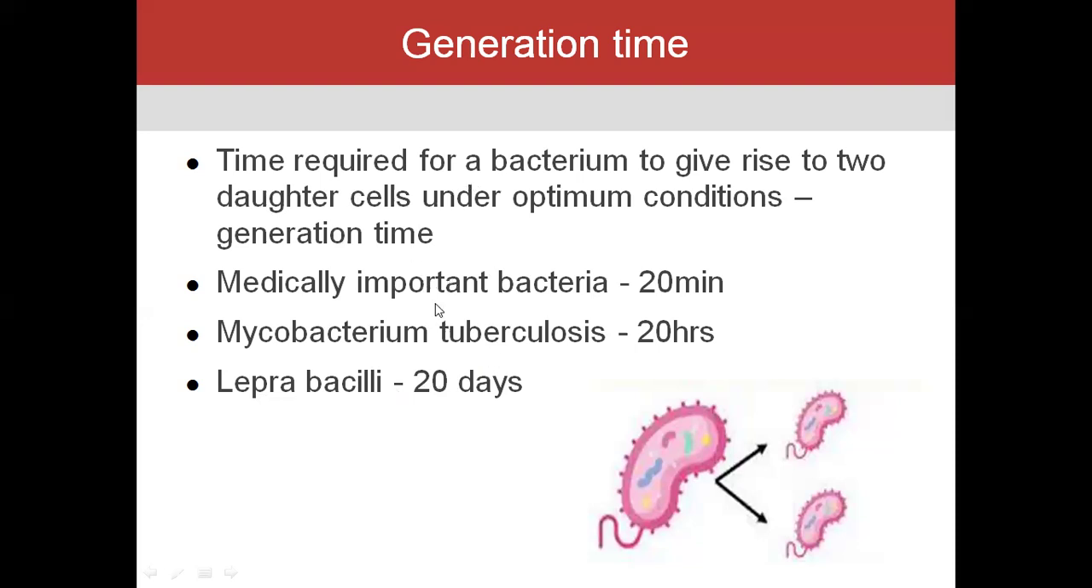And what is the clinical significance here? As we discussed, most of the medically important bacteria have a generation time of 20 minutes. That's why colonies are formed within 18 to 24 hours on the culture media. So when we inoculate the sample on culture media, within 18 to 24 hours the colonies are formed. In the case of Mycobacterium tuberculosis, the colonies are generally formed within weeks. It may take around 6 to 8 weeks. And Mycobacterium leprae will take months to grow in the animals. So in the model animals, it will take almost months to grow the organism.